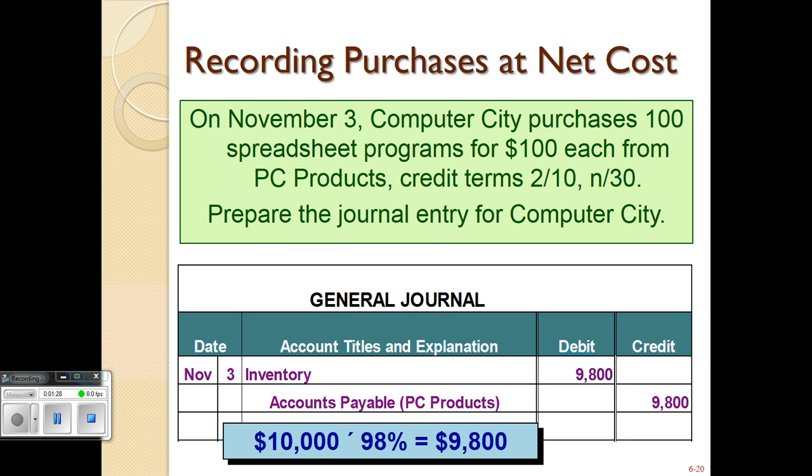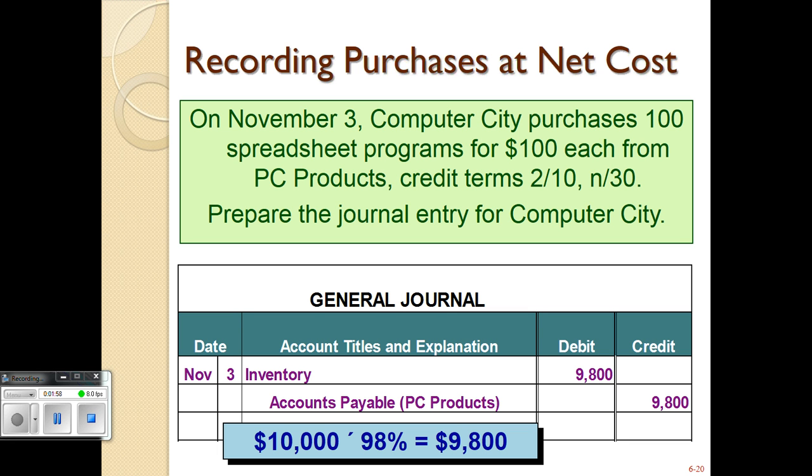What this does is add some complexity to how we're going to record purchases and sales. So I purchased 100 spreadsheet programs in this case for $100 each with terms of 2/10, net 30. Whenever I buy something, I am always going to assume that we are going to pay and take advantage of that 2% discount. The interest rate, the cost, is very high if I don't, and so I want to take advantage of it.